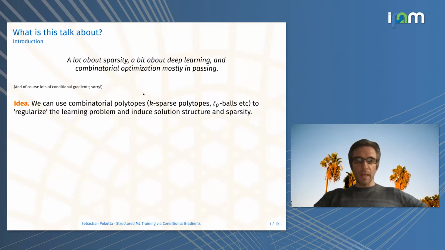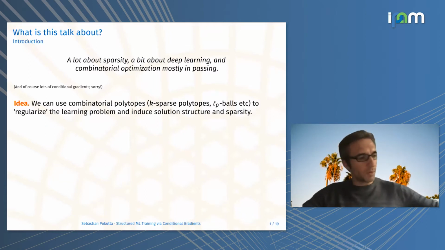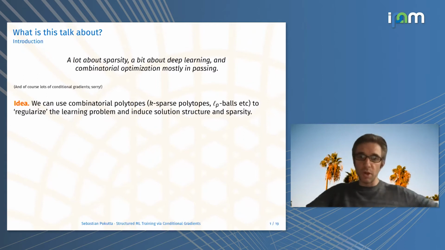So what's the underlying idea? It's actually a very simple idea, namely that we can use combinatorial polytopes, say k-sparse polytopes or LP balls, to in some sense regularize our learning problem that we might face in machine learning. And we can use this to induce solution structure and sparsity.